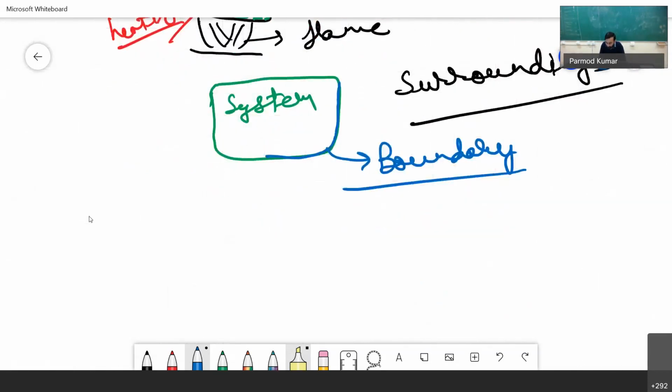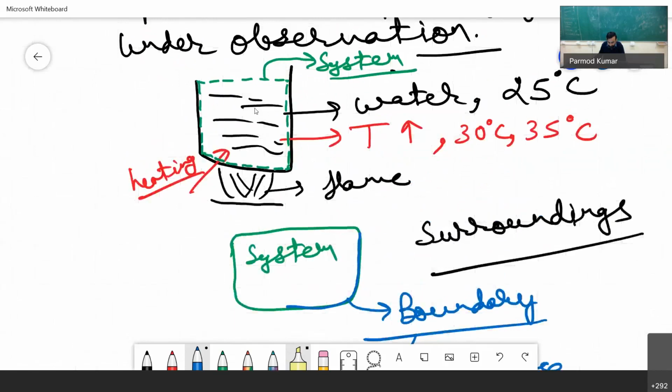This particular boundary need not be a real surface. Okay, so it can be imaginary. For example, if I take the example of this container, you can see that our idea was only to study the behavior of water. So that's why these three boundaries, whatever we have considered, are physical boundaries, real surfaces, which are the internal face of the container. Okay, the internal surface of the container.